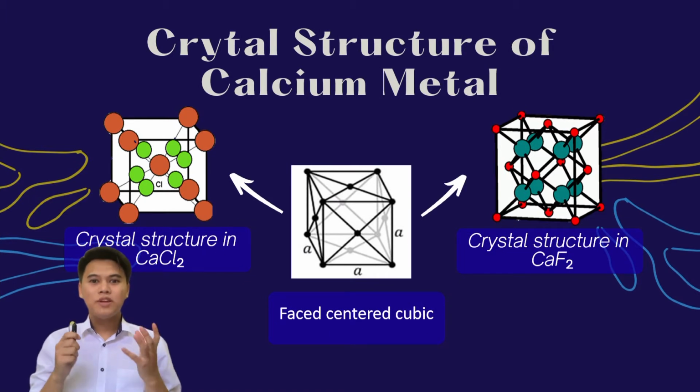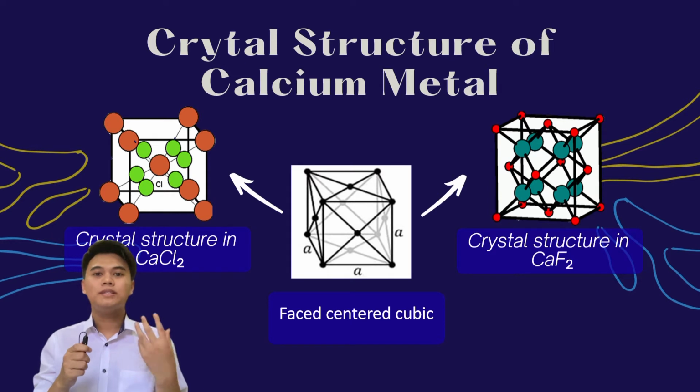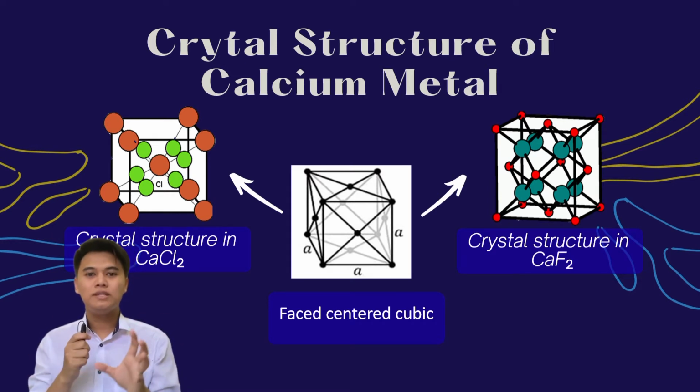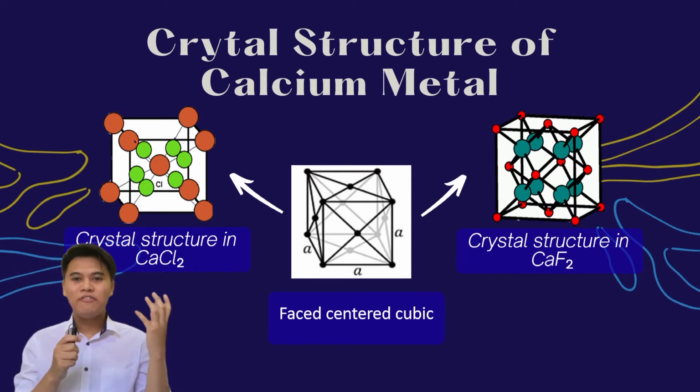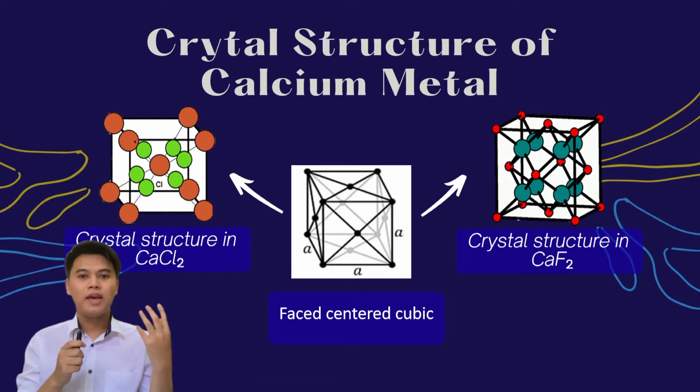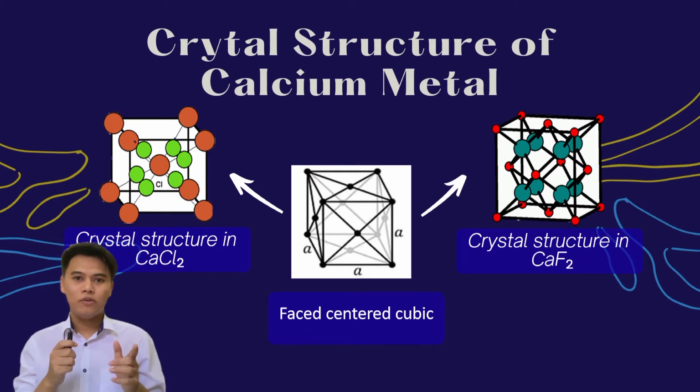Next, we will talk about the crystal structure of calcium metal. The crystal structure of calcium metal is FCC, which is face-centered cubic. From the picture, you can see examples: the first one is the crystal structure for calcium chloride, and the second is the crystal structure for calcium fluoride.